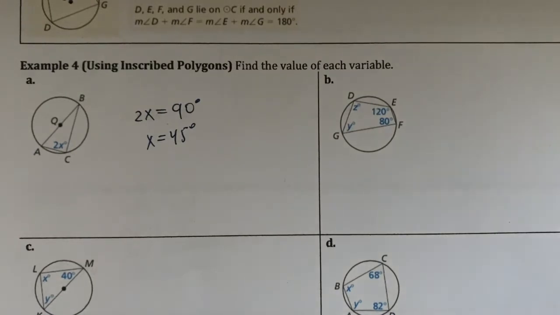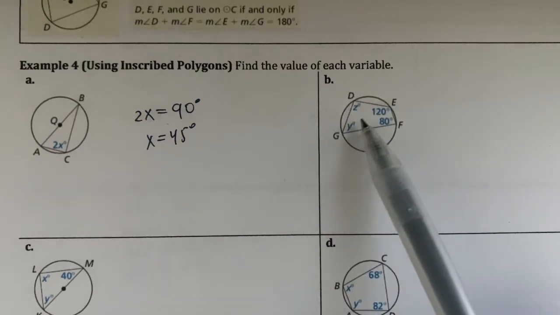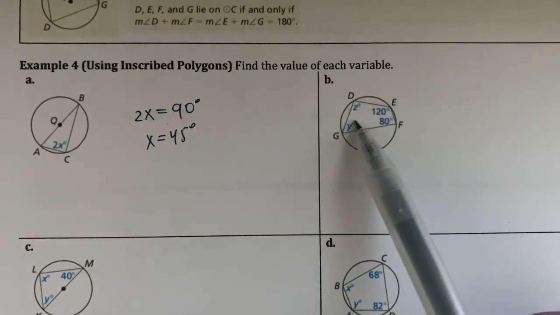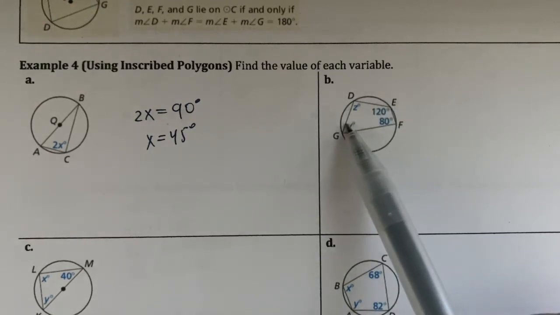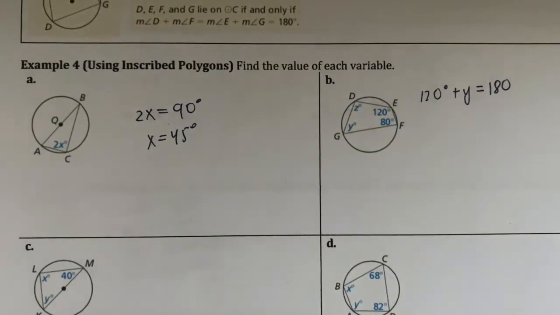Now let's move on to B. For B, we are given a quadrilateral that is inscribed inside a circle, and we know that in order for this to occur, the opposite angles must be supplementary. So I'm going to set up an equation to find y. Angle E and angle G have to add up to 180. Subtract 120 on both sides, and you will get y is equal to 60 degrees.